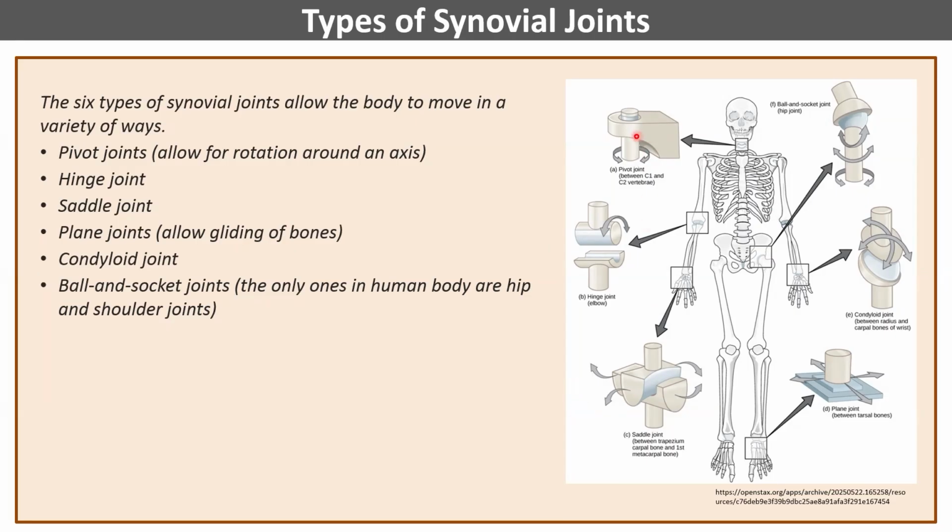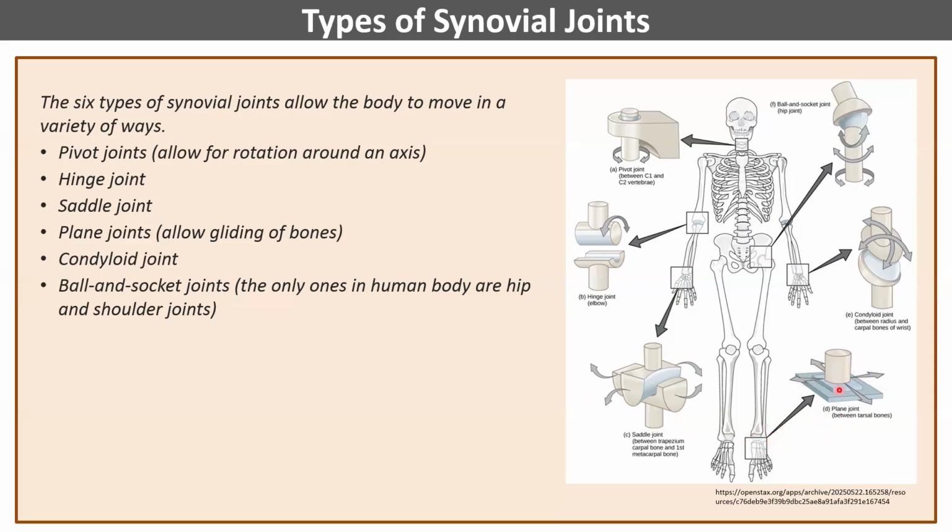You see, we have the pivot joint that works in the spine, the first vertebrae, C1 and C2, cervical vertebrae. And this joint allows the head to turn to the sides. Or we have the hinge joint with 1 degree of freedom of movement, and that's in your elbow. Or we can have the saddle joint, which has 2 degrees of freedom of movement, and that is in your wrist.